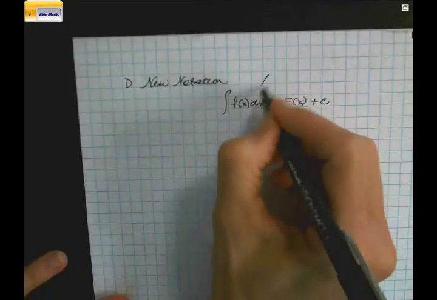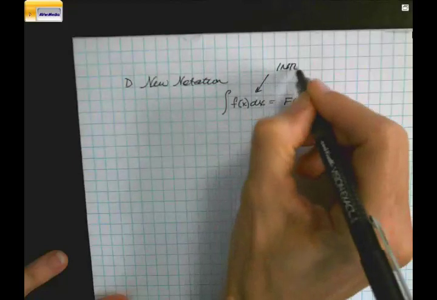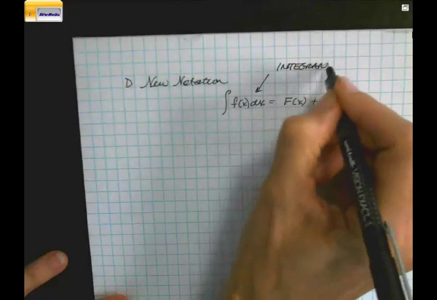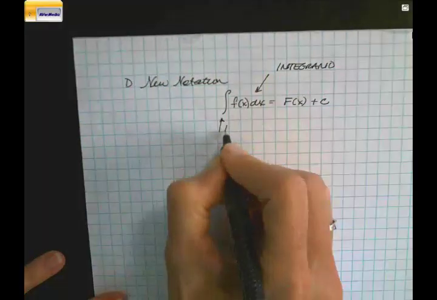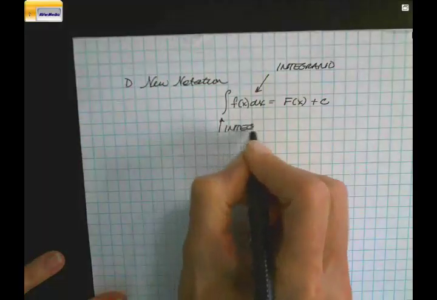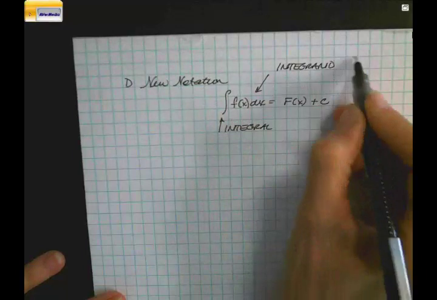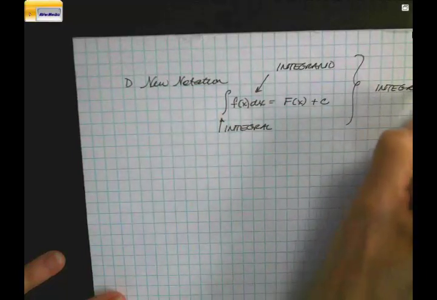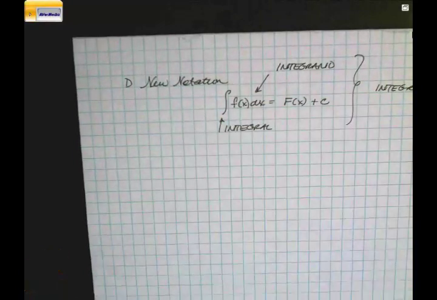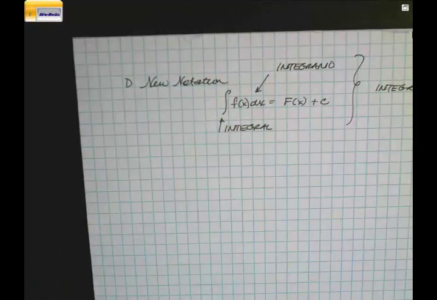The f of x dx is referred to as the integrand, and this little symbol here, this elongated S, is the integral. And the verb is to integrate. Okay, the verb is to integrate. Do the following integration.